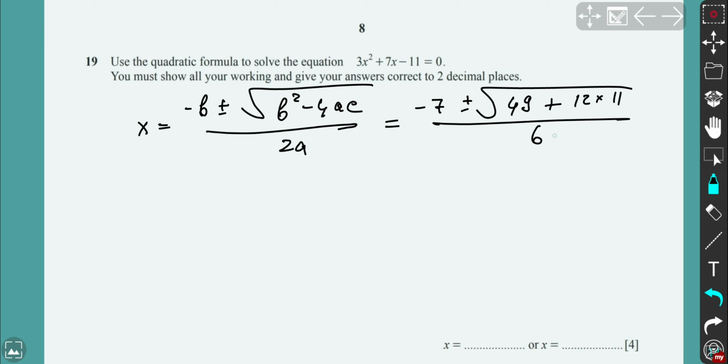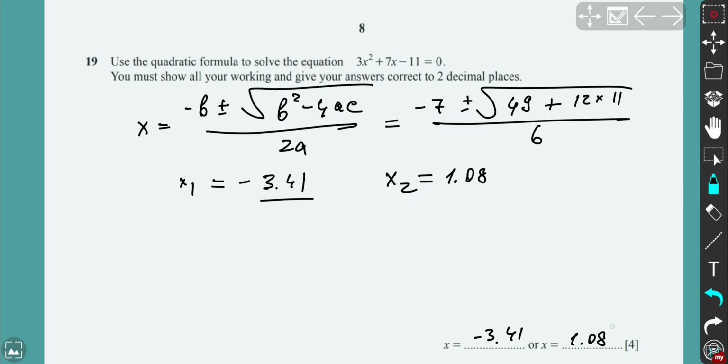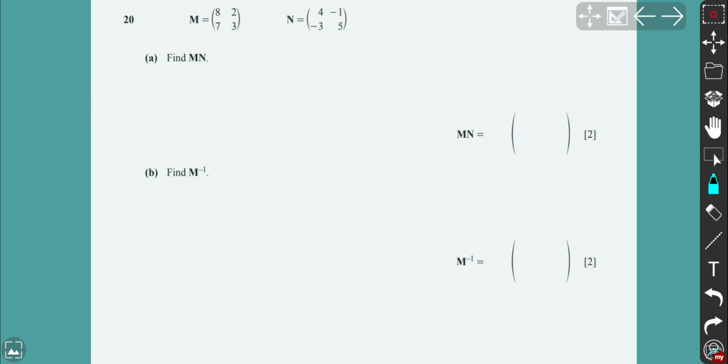So let's take the first one. So x1 with the minus sign, so minus 7 plus or minus. Actually, guys, I'm going to do it in one line, so it's better. So minus 7 plus or minus, and 49, 12. Okay, if I take minus, I've got negative 3.41, to 2 decimal places, so that's the result. Okay, what about x2? If you calculate with the positive sign, so when you add the square root, you'll get 108 on the calculator. So that's it, and simply you need to write the answer 108 to 2 decimal places. Okay, so next one, matrices.